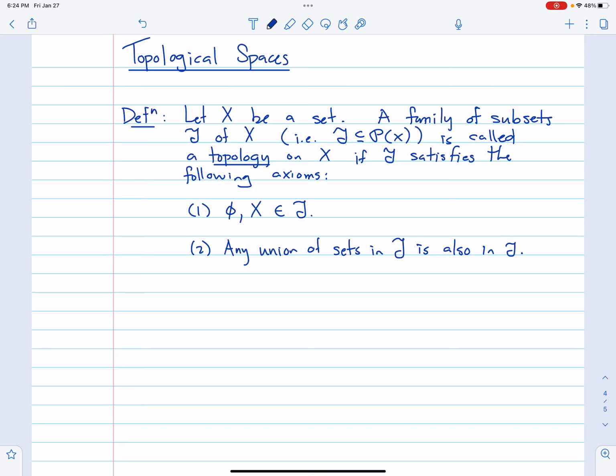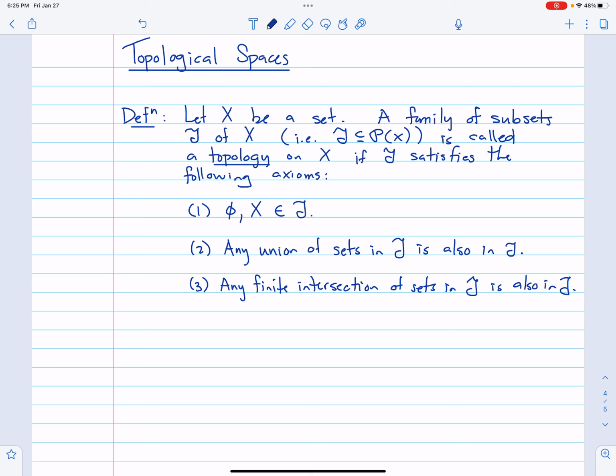Okay, so whenever we take a bunch of sets in T and we take their union, the resulting set that we get should also be in T. So T is closed under unions. And part 3, any finite intersection of sets in T is also in T. All right.